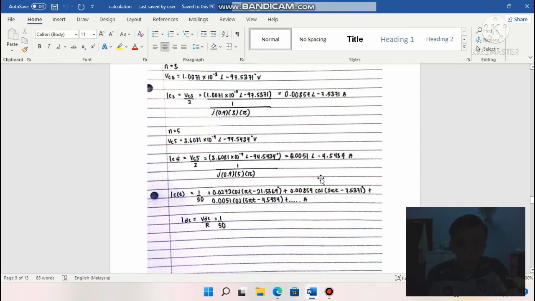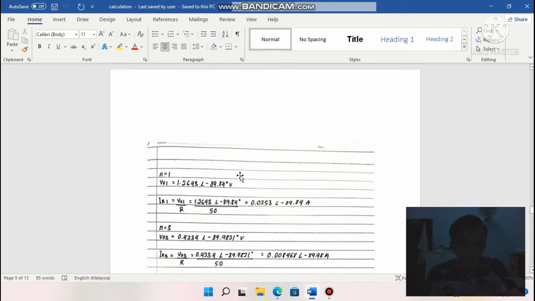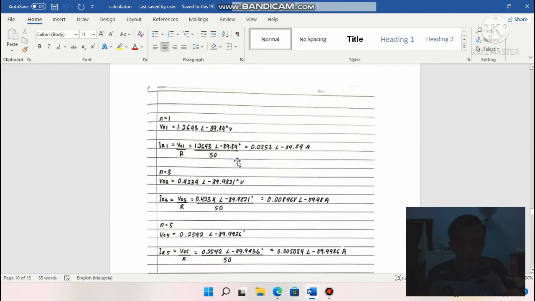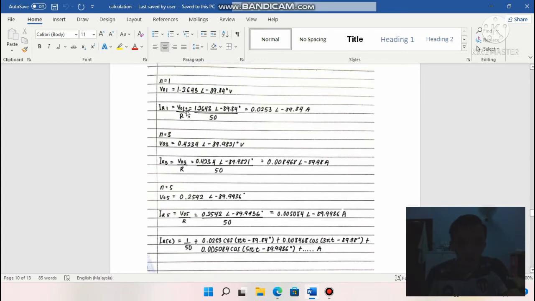After that, we put together all the answers above in one equation for ICT. Now we calculate the IDC, and for IDC the formula is VDC divided by R, so we will get 1/50. Next is to find the current at the resistance. Firstly, N equal to 1, and this is the output voltage, and the formula is VO divided by R. So now we will get the current at resistance for N1.